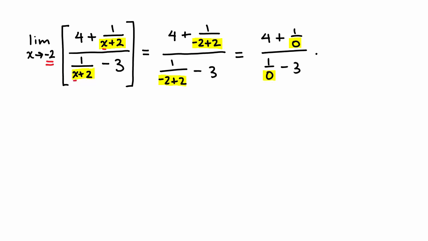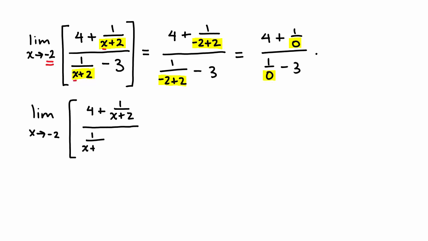What's going on inside the limit? I'm just going to rewrite the limit real quick. What's going on inside the limit is what's called a complex fraction. A complex fraction is a fraction that has fractions inside of it. So you can see here that there's a fraction 1 over x plus 2 in the top, and there's a fraction 1 over x plus 2 in the bottom. So there's fractions inside a much larger fraction, and that's what in mathematics we call a complex fraction.